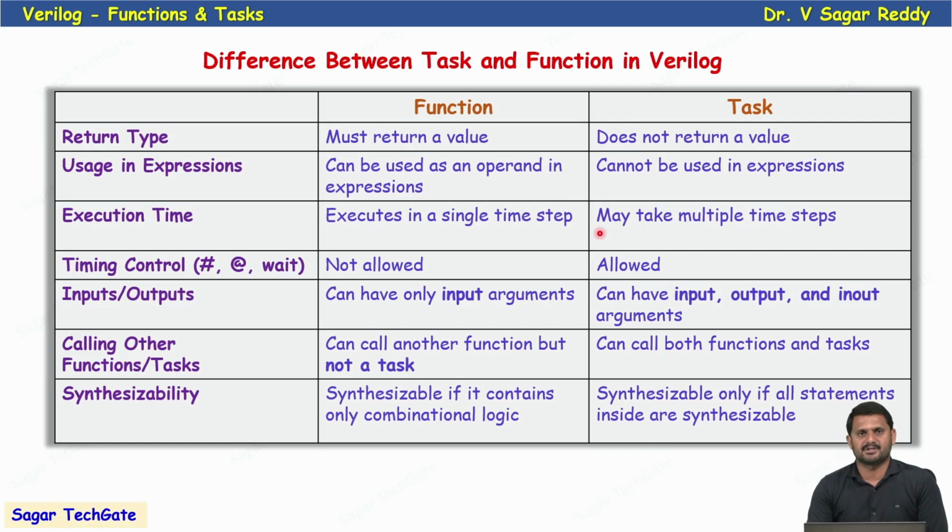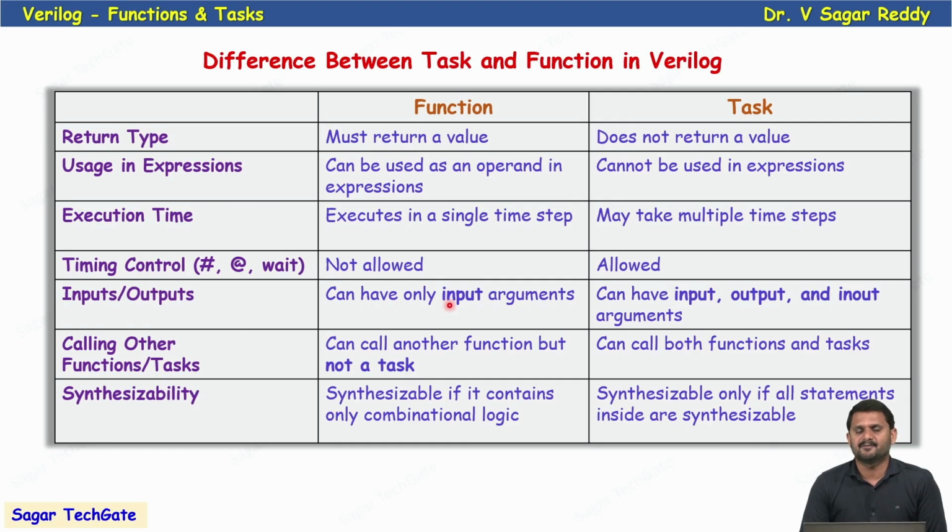Execution time: a function executes in a single time step, because no delays are allowed in a function; it should complete in the same simulation time step. A task may take multiple time steps. A task may allow timing related constructs, you can write #5. For example, in the previous example, it waits for a 5 time unit delay, and only then goes to the next statement. Clear? So it may take multiple time steps. Timing control like #, @, wait is not allowed in a function, but allowed in a task.